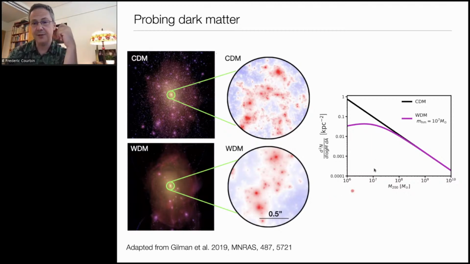But why do this in the first place? Because if you count these structures at 10^7 or even 10^6 solar masses, so really tiny things that you don't see, especially at high z, then just by counting them you can discriminate between warm dark matter and cold dark matter.